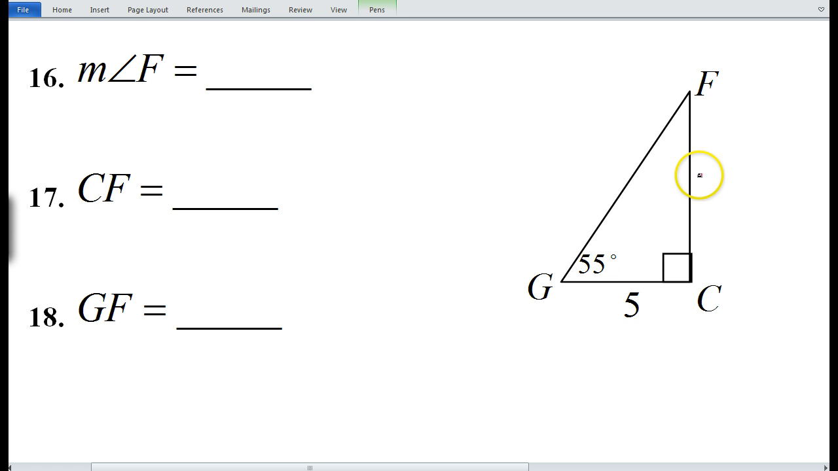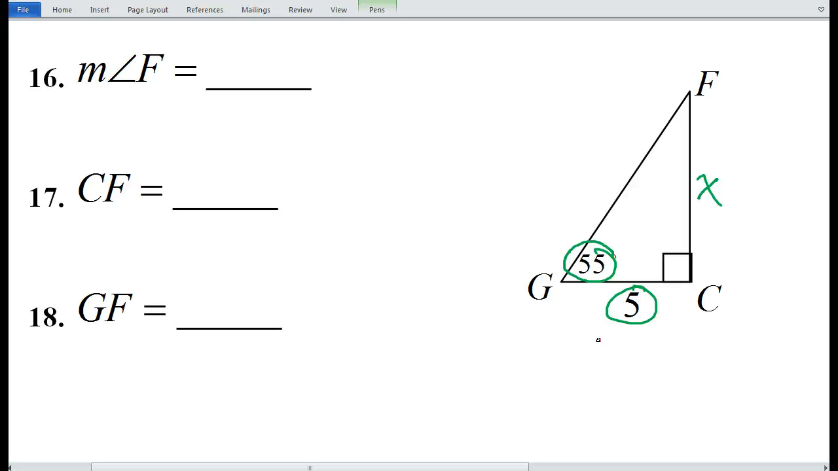Looking at CF, I'm going to put an X here since I'm about to find CF. The 55 and the 5, those are the only two numbers I've got. So I'm going to use them. So look at these three things, the 5, the 55, and the x. Okay, so Chrissy, which trig function am I going to do?